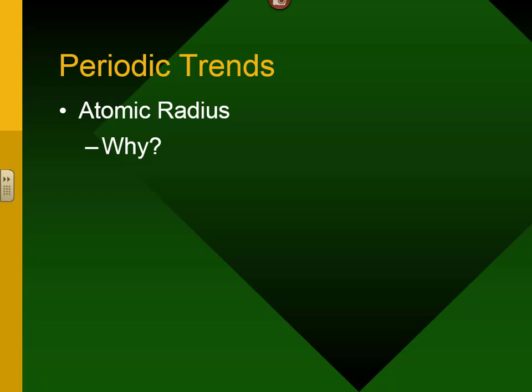Okay, what comes after lithium? Should be beryllium. What do I add for beryllium? Another proton. And an electron. Where does it go? In the 2s.